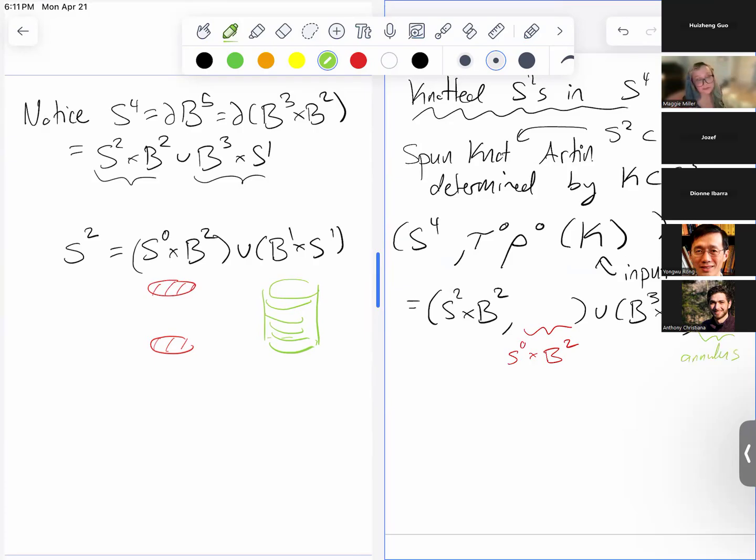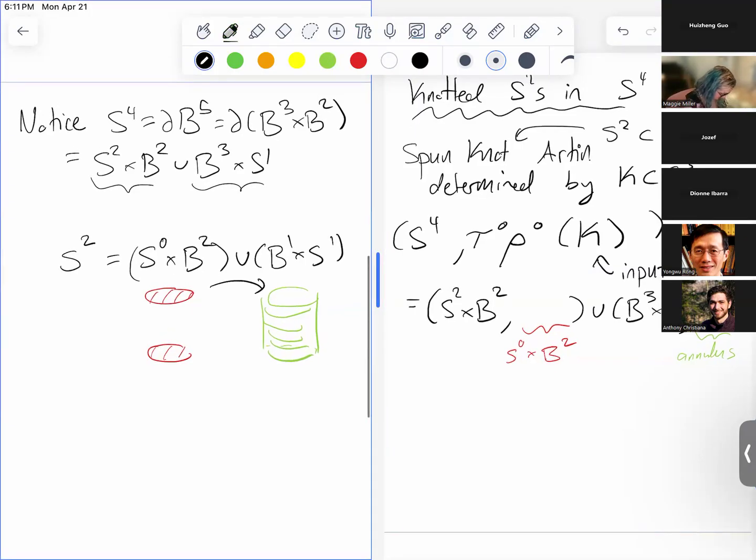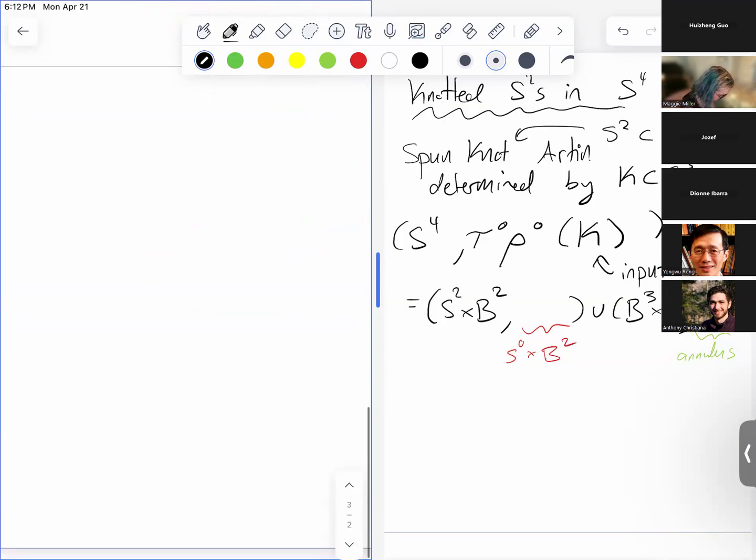And I just need to make sure that the boundaries of these two disks and the annulus match up so that their union is perfectly a two-sphere. Okay, so let's go ahead and do that. I'm going to start with the B3 cross S1 because that's the interesting part, and that's where we're actually going to make use of our classical knot in S3.